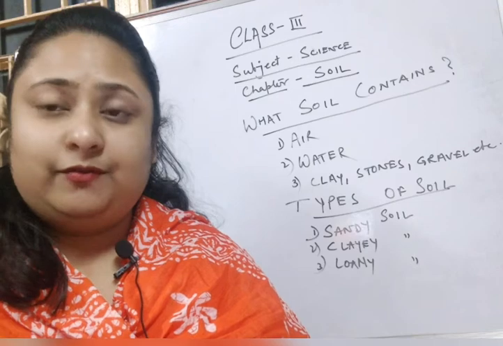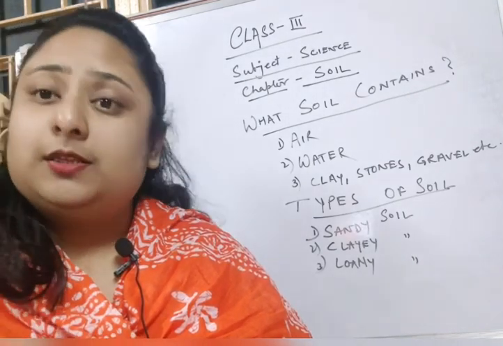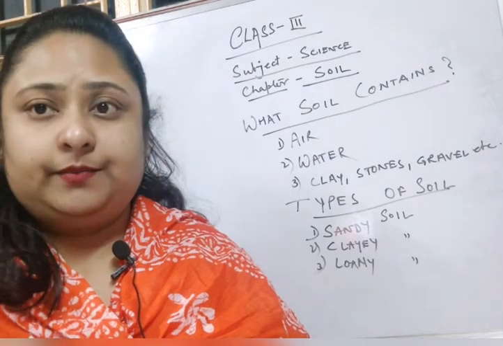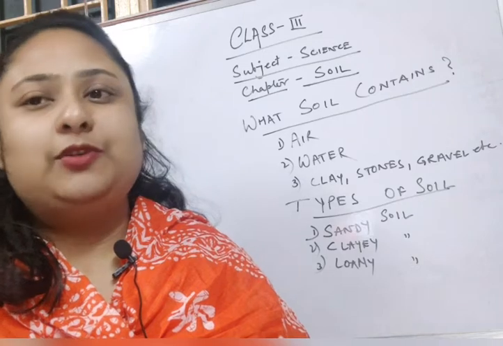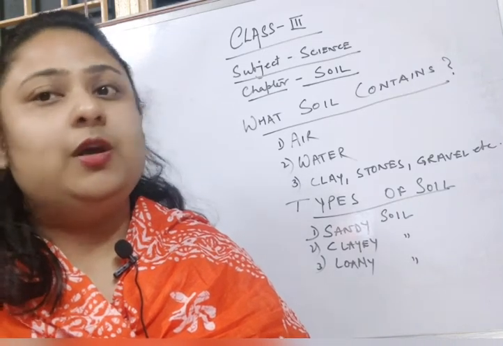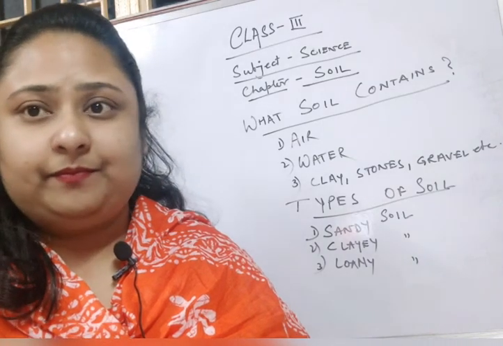Soil may be of different colors, red, brown, etc. Some soil are black in color. Cotton plants grow in black soil. Now children, let's move on to the next topic. That is, what does soil contain?